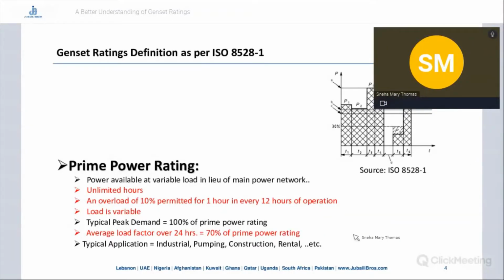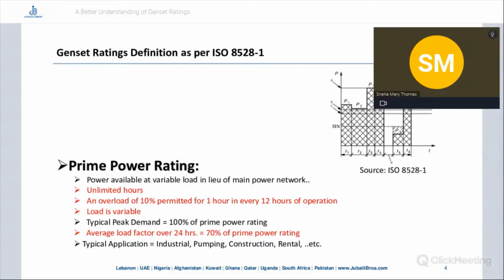Let's have a look at the different ratings definitions as per ISO 8528-1. There are mainly 4 ratings defined by ISO. The first one is prime power rating. What is prime power? Prime power is the power available for unlimited hours of usage with an average load factor of 70% of the published prime power over each 24-hour period, and also a 10% overload is permitted for 1 hour in every 12 hours of operation.